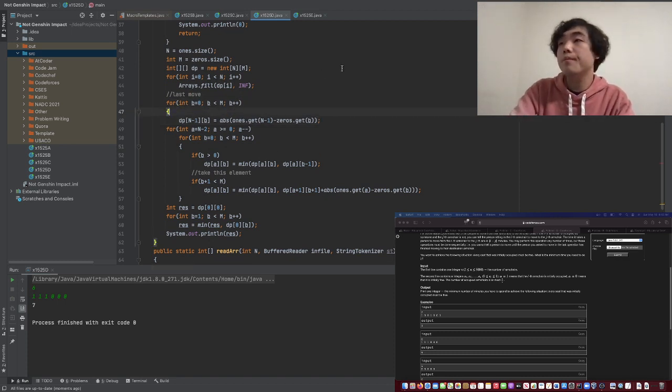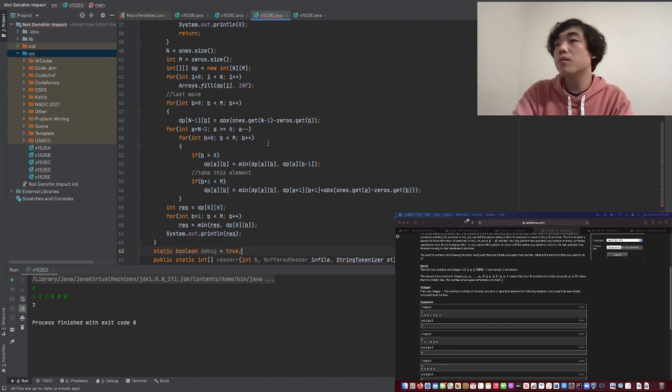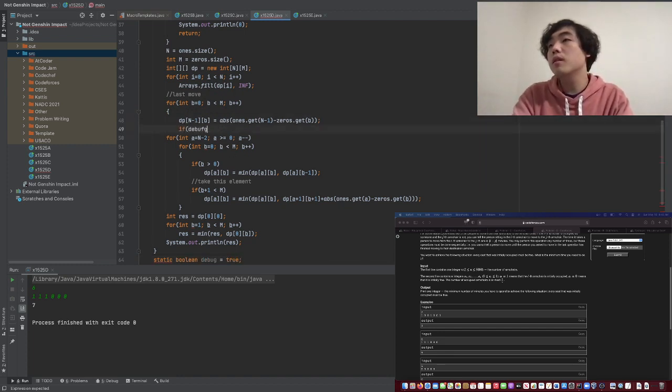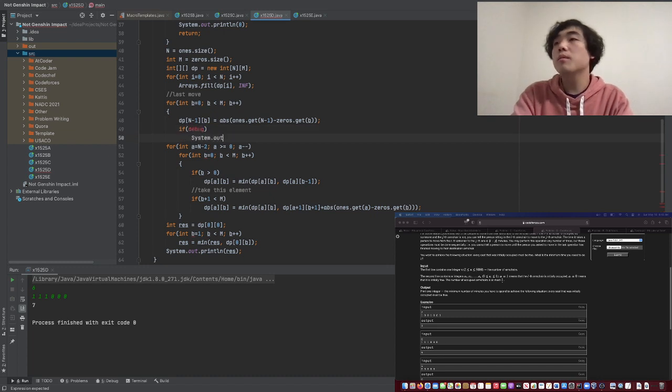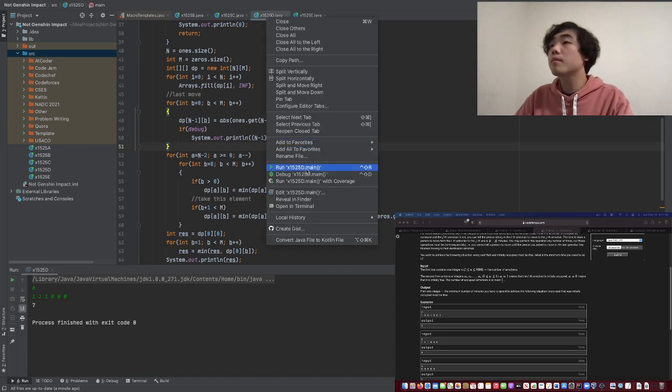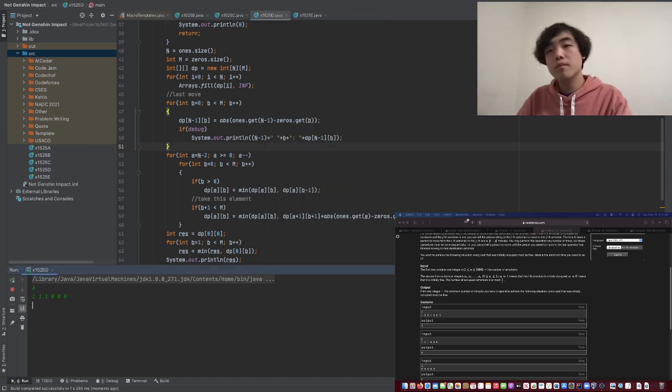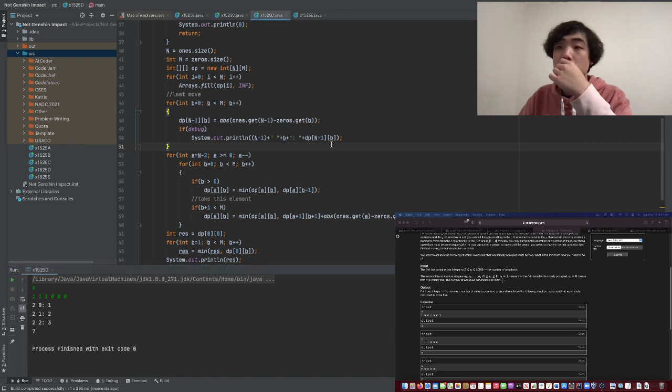Hold on. Boolean debug is equal to true. So if debug, system.out.println n-1 plus b plus b. So this is 1, this is 2, this is 3.